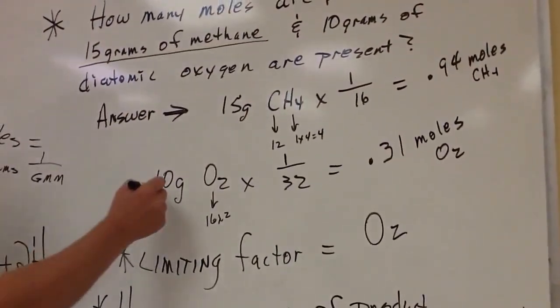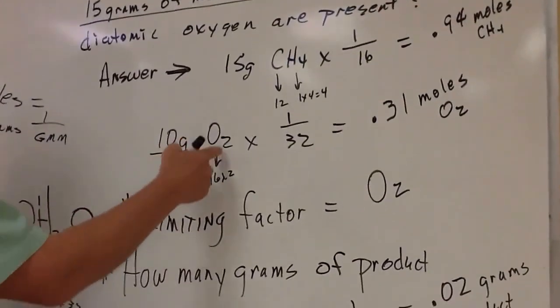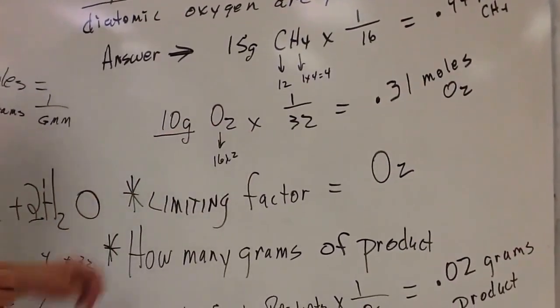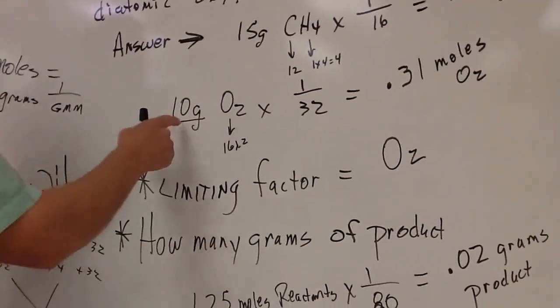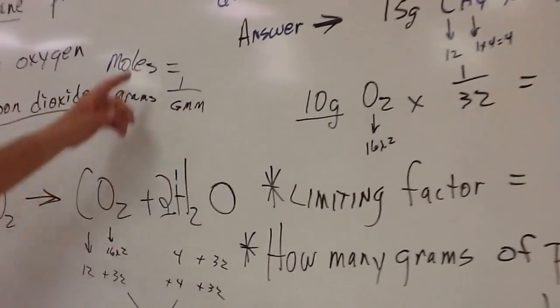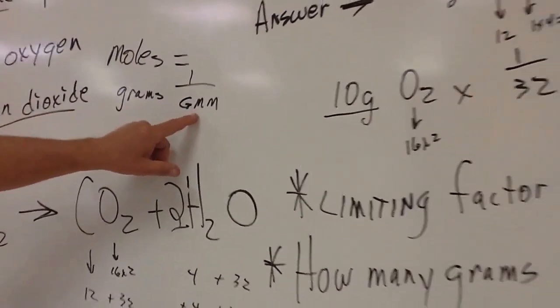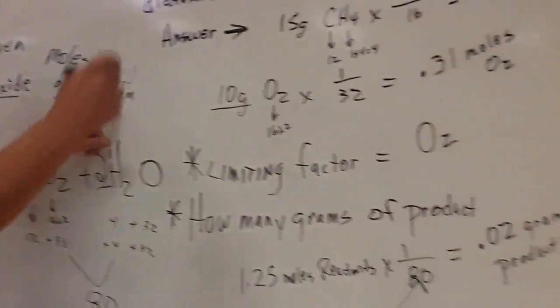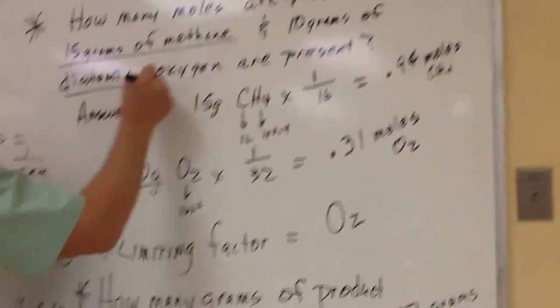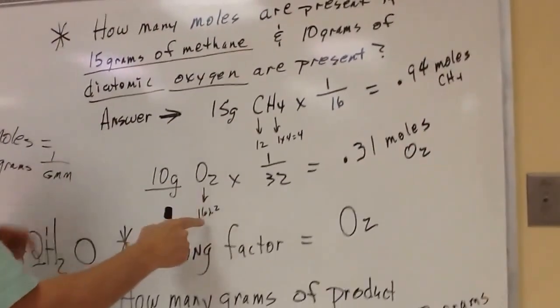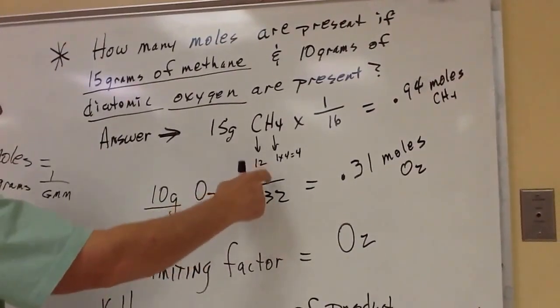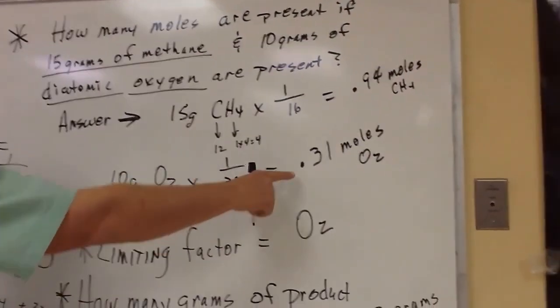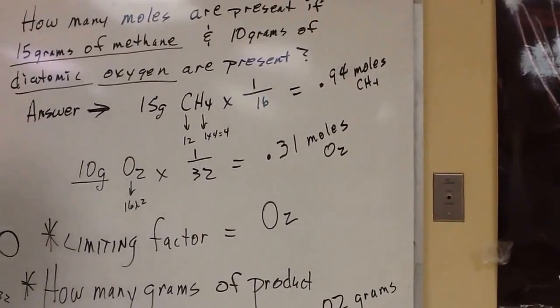Okay, so here's 10 grams of diatomic oxygen. Once again, moles is equal to grams times 1 over the gram molecular mass. So what is the gram molecular mass here? Diatomic oxygen, so that's O2. Each oxygen is 16, times 2 is 32. So we have 10 divided by 32, which is 0.31 moles of O2.